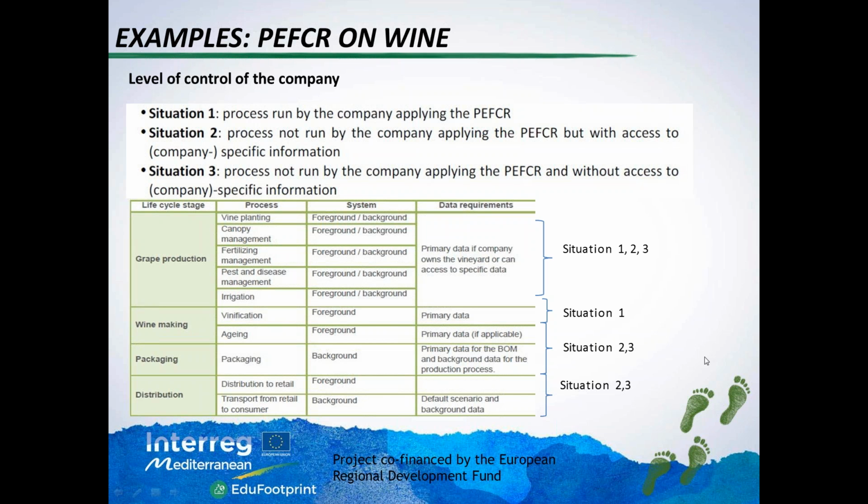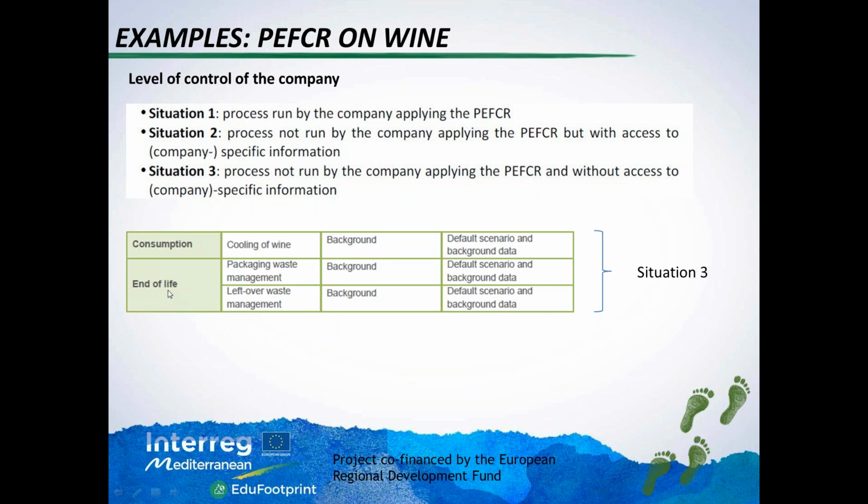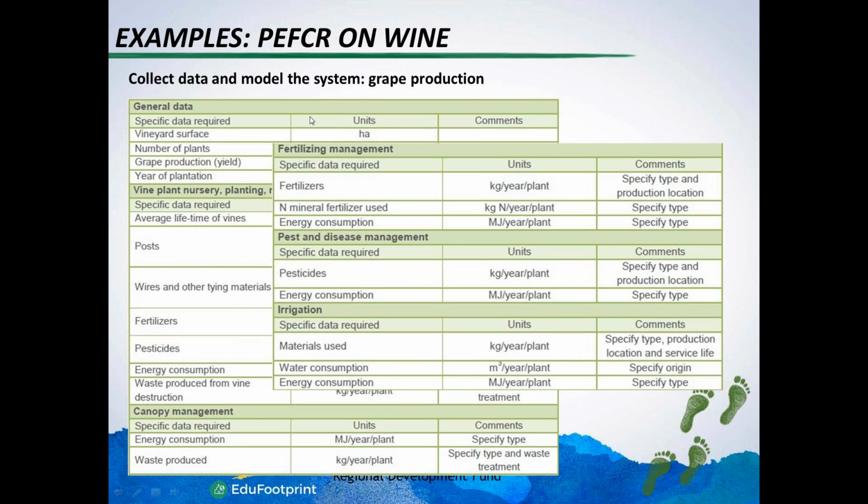And then there are situations for which the process does not run inside the company, and the company does not have any access to specific information. Then there are the other two: consumption and end of life. Then this is the phase of collecting data and modeling the system. And this is similar to our calculator.